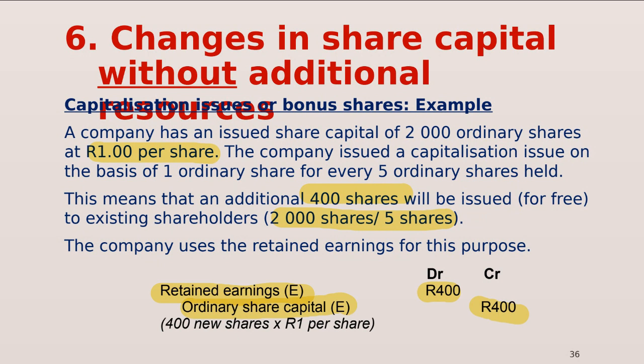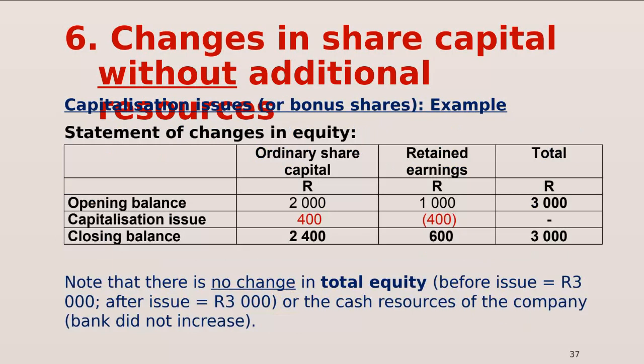That is just so the pie is not changing. There's no debit bank. The pie isn't changing. Instead, what we're doing is allotting it within the pie. Right, so this is what that would look like on the statement of changes in equity. We are simply going to have a decrease under retained earnings of 400 rand and an increase under share capital of 400 rand, and we'll name it capitalization issue in the statement.